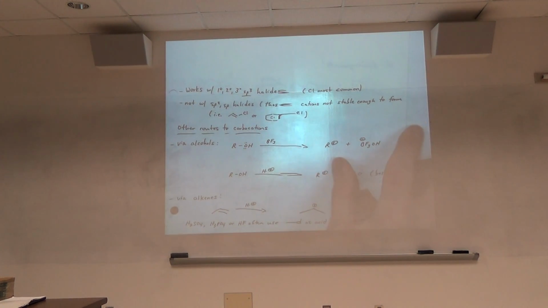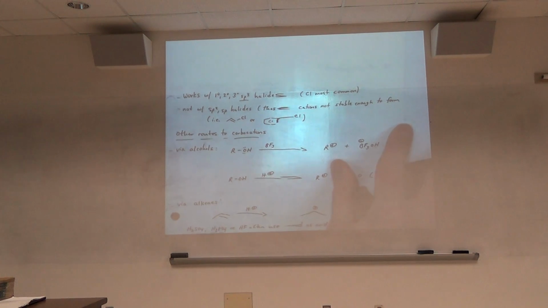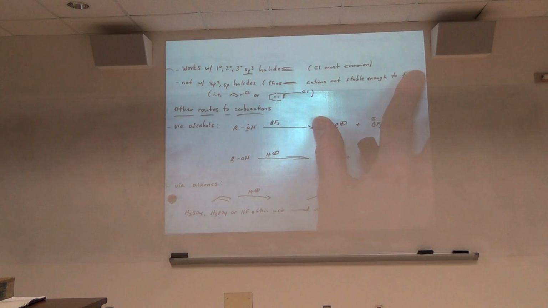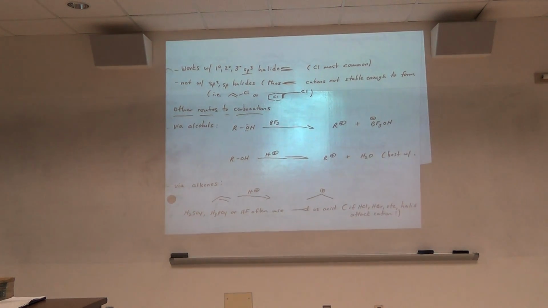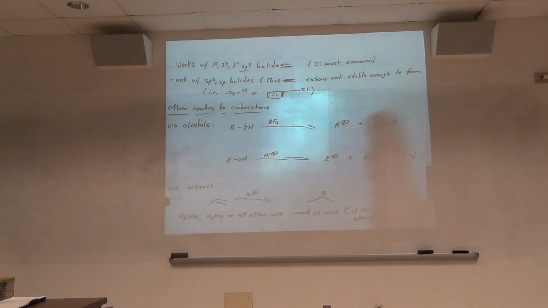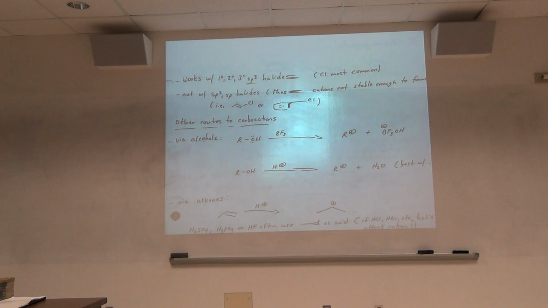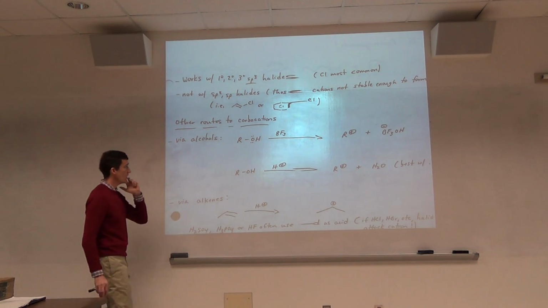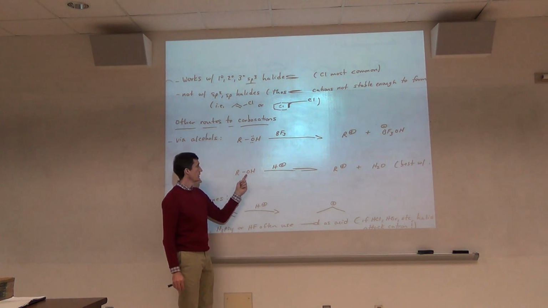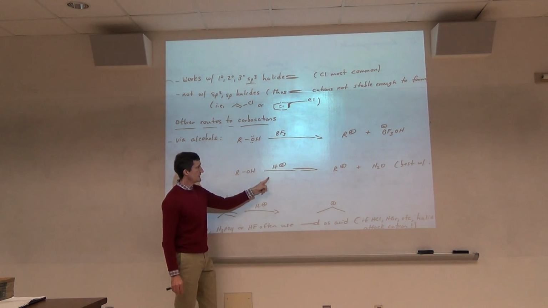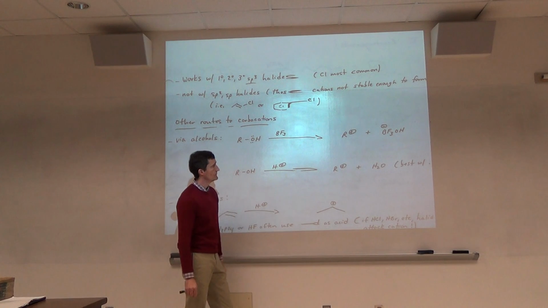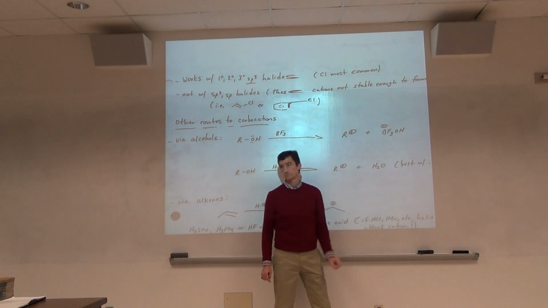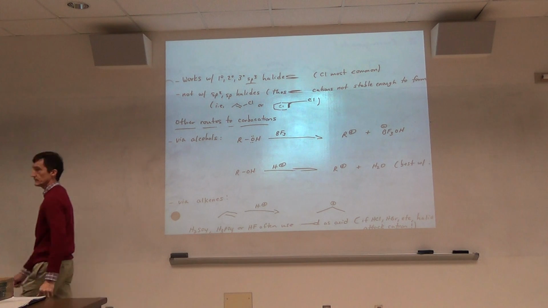Let's look at other routes to carbocations. What other ways have we made carbocations, either in organic 1 or 2? Well, last test we made carbocations from alcohols. You make a carbocation from an alcohol by protonating it, and then the water ionizing, and you can get a carbocation. That's best with what type of alcohols? Tertiary.